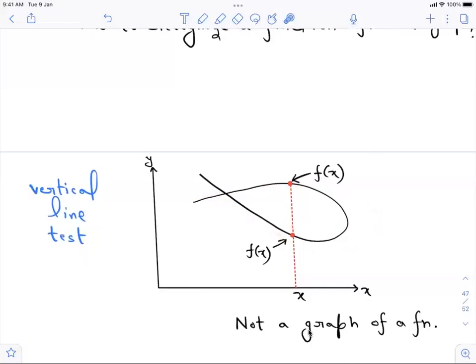That's because if it were a function, any vertical line through the graph of a function can intersect the graph at exactly one point. Why is that? Because if a vertical line through that graph intersects at 2 points, that means for the same input, I'm having two different outputs, which defies the basic law of being a function. That is, every input can be assigned to a unique output. So if the graph fails the vertical line test, then the graph is not that of a function.